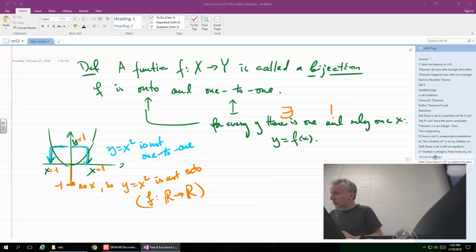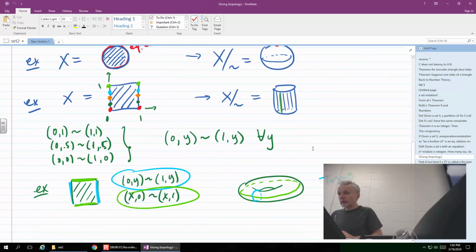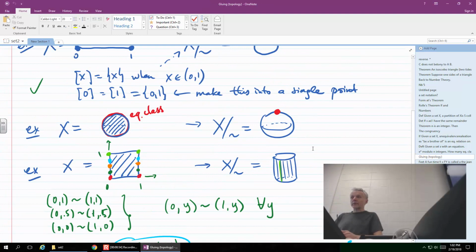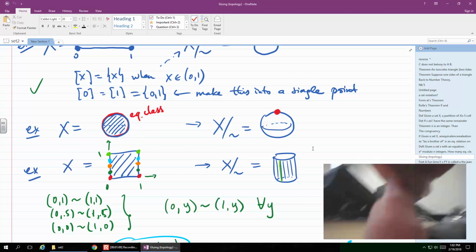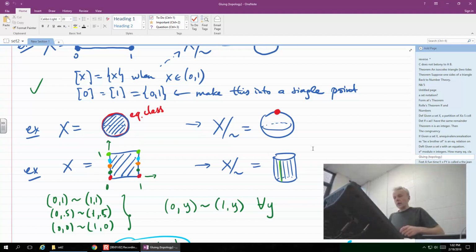The other one is what we talked about last time, the equivalence relations. That was the last topic. What you see here is an extra metaphor for equivalence relations. That's gluing, and specifically in topology. We probably will revisit this later because it's such a good topic.